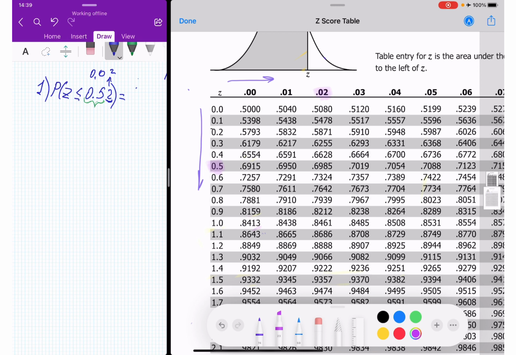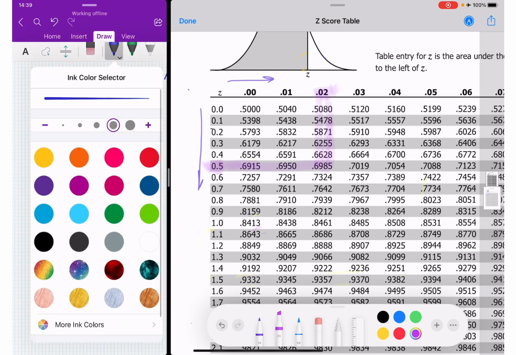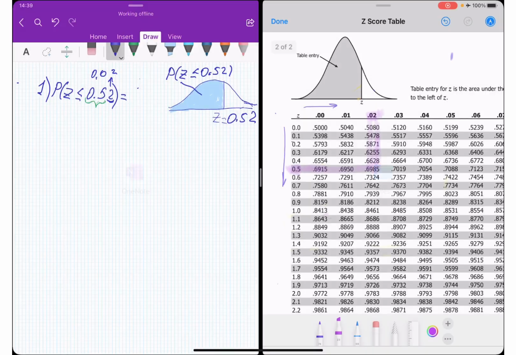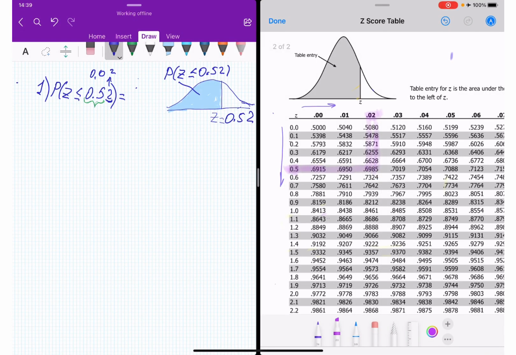So if I add together 0.5 and 0.02, and go horizontally and vertically come down, the probability is going to be 0.6985.